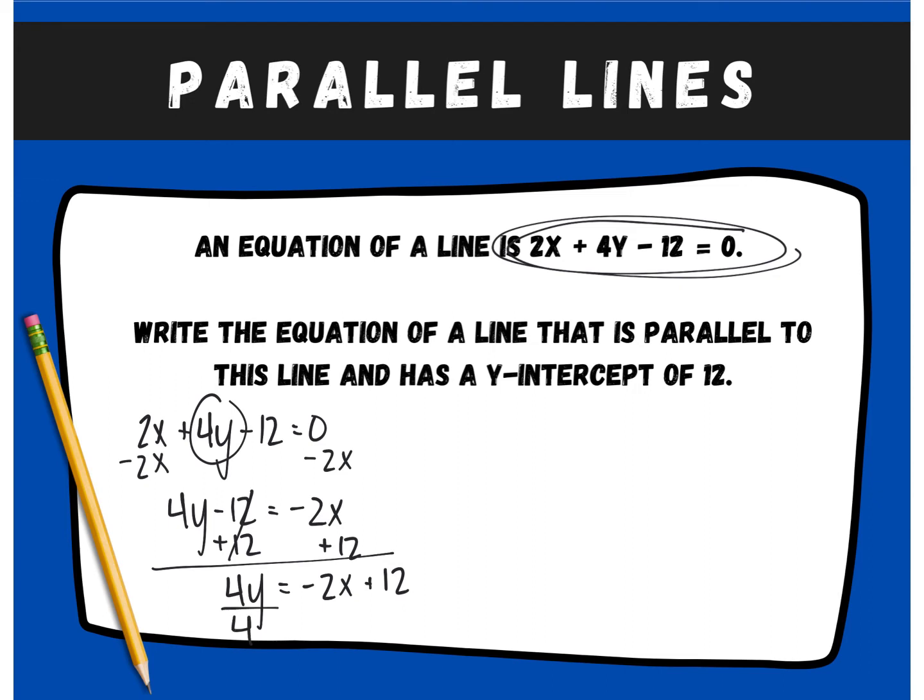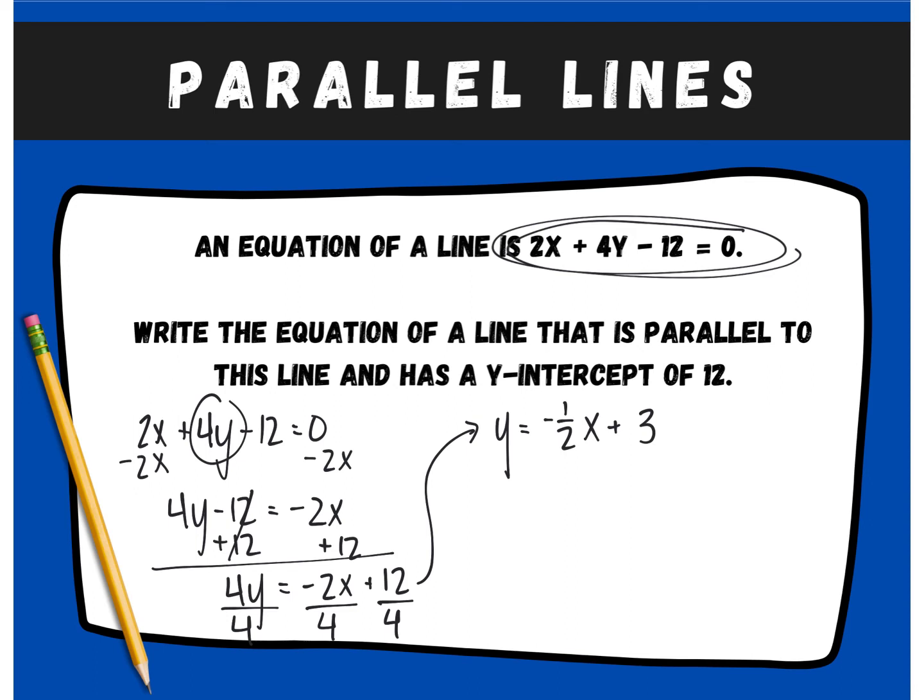From here, to get y all the way by itself, I need to divide by 4. Now remember, when you're multiplying or dividing in an equation, you have to multiply or divide every single term. So that means I end up with 1y, and I'll simplify negative 2 over 4 to get negative 1/2. That's my slope. I'll also simplify 12 over 4 to get 3.